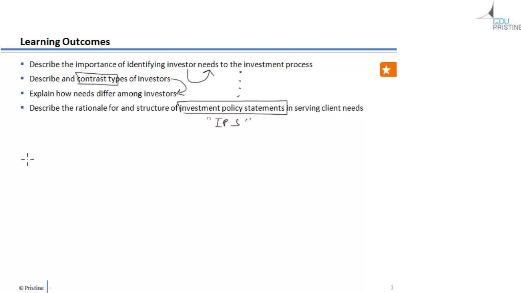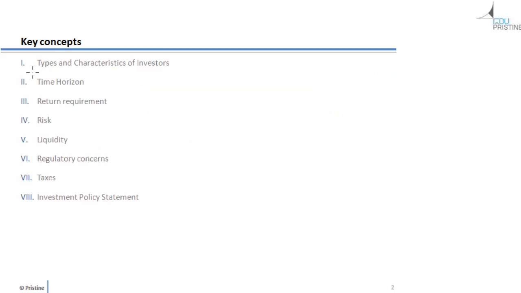So this is going to be a 30 to 35 minute recording, which, like I said, is going to cover the types and characteristics of different investors. Now these are the different characteristics that I was talking about: the time horizon, the return requirement, the risk, the regulatory aspects, the liquidity, the taxes, and in the end we are going to come out with a very important concept of investment policy statement. Okay, so I might refer to that as IPS.